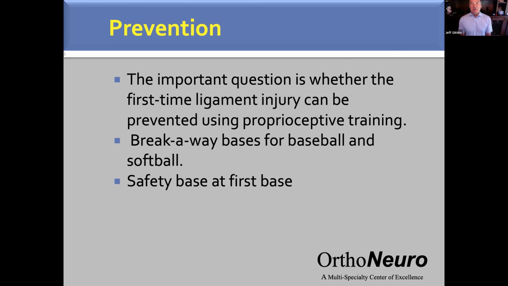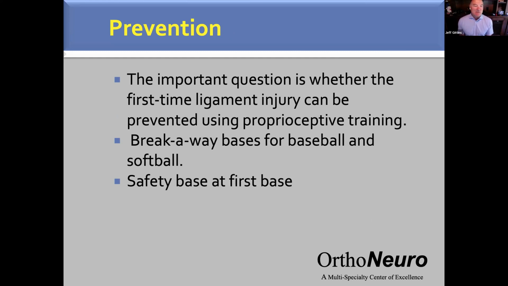What about prevention? How do we prevent ankle sprains from occurring? It's an important question. If the first time ligament injury can be prevented using proprioceptive training, it's a goal. It's a matter of educating that patient the proper way of stopping or starting or pushing off. We've gone on to certain sports where we're using breakaway bases now for baseball and softball. It's where we have commonly had ankle injuries.